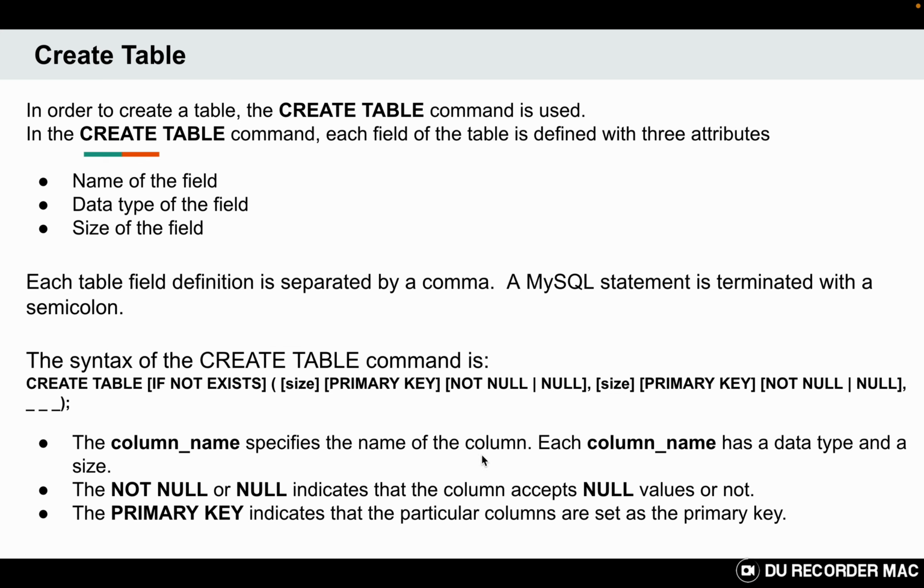The column name specifies the name of the column. Each column name has a data type and a size. Data type means each column will have a data type like integer, or it can be float, it can be varchar, anything. Okay, and it will have a size. The not null or null indicates whether the column accepts null values or not. So if you use not null, that means that column cannot have a null value. Okay, primary key indicates that the particular columns are set as primary key. Primary keys are basically unique identifiers in a table. We'll see in our later classes as well.